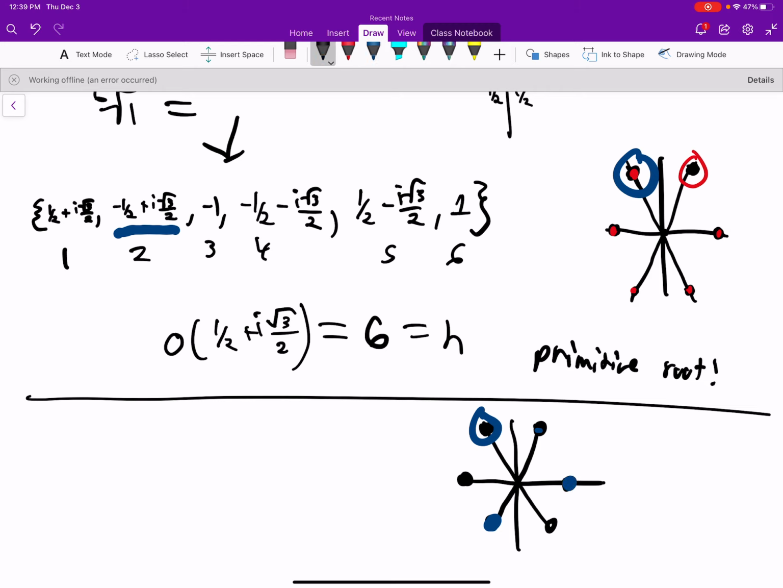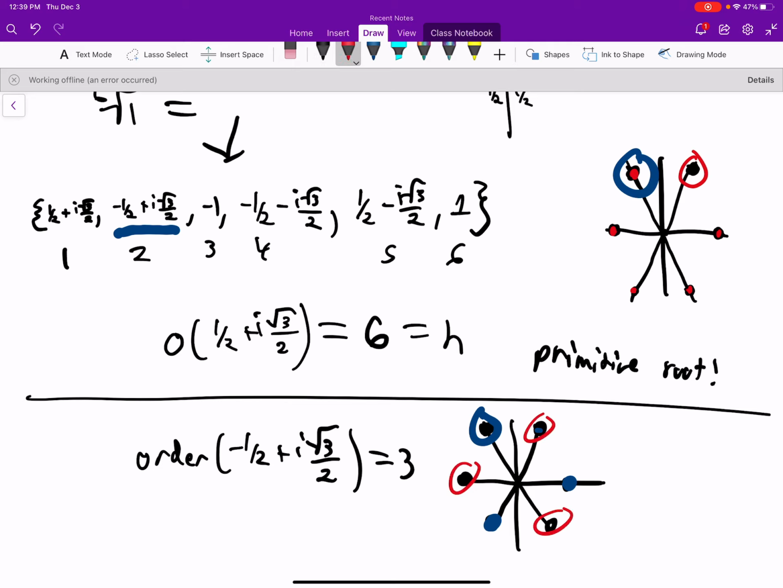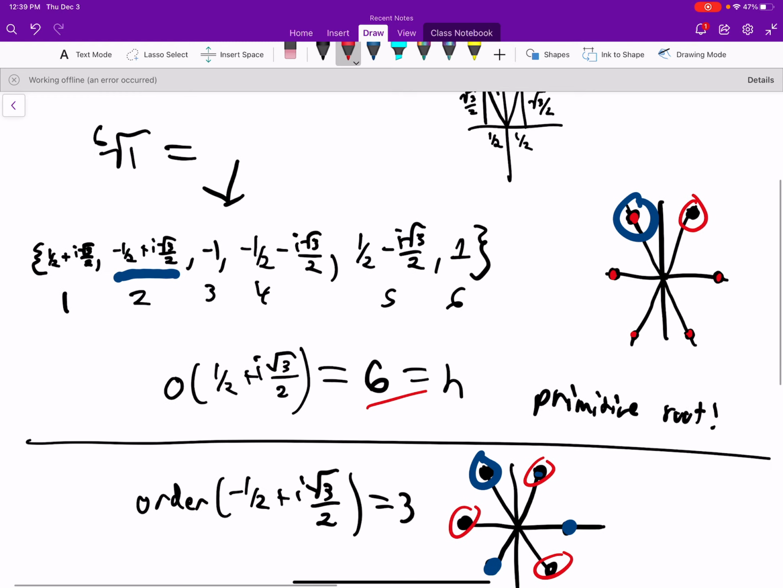So the order of -1/2 plus root 3/2 i is going to be 3. And that is not a primitive root. It didn't take all 6 tries to do it. And notice we also missed these 3. We need to hit all of them, and we need to also take n amount of times, or 6 times, when n is 6.